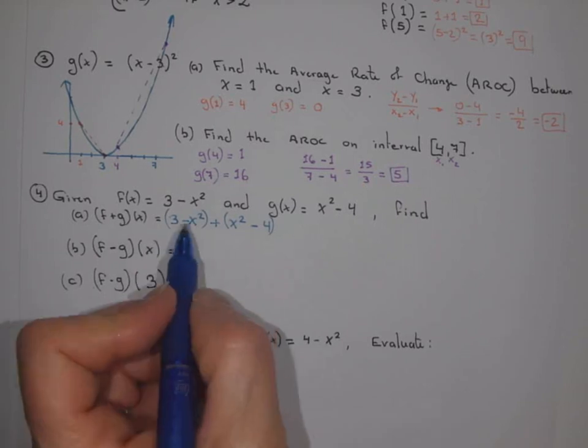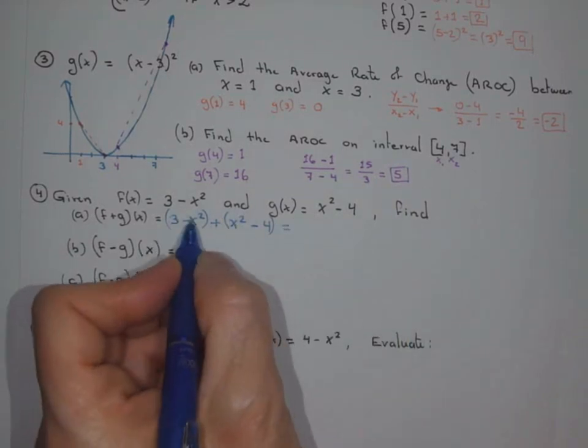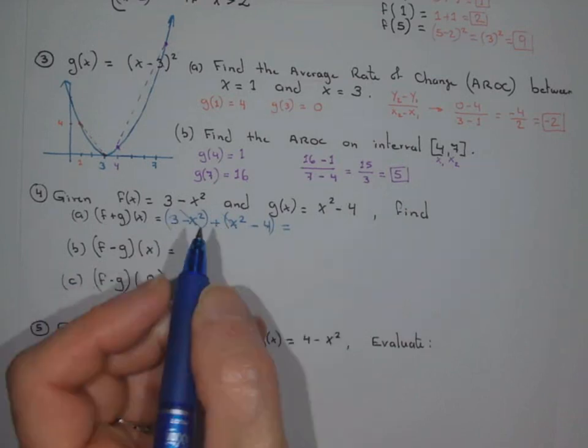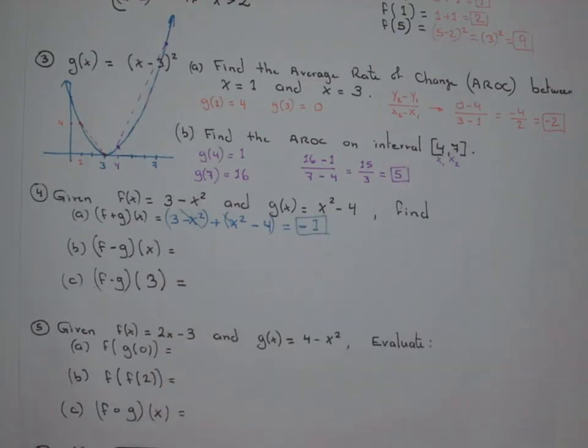So put your like terms together. So what's negative x squared plus x squared? Well, those will go to 0, right? So they cancel each other out. And then I have a 3 plus a negative 4, that will be negative 1. So that will be my answer.